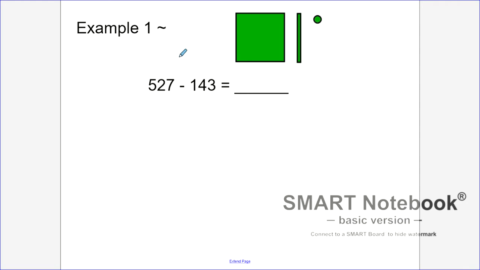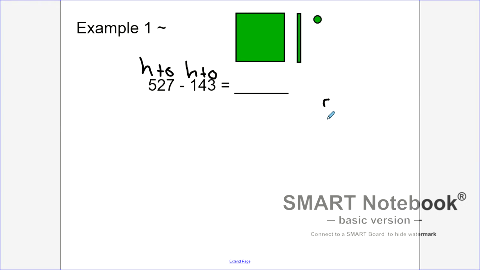Here's example number 1. 527 minus 143. As we look at these, we're going to do just like we did in our previous lessons. And we have to think to ourselves, if this was a problem all by itself, could we subtract it, or would we need to change something? In other words, would we need to regroup in order to subtract it?